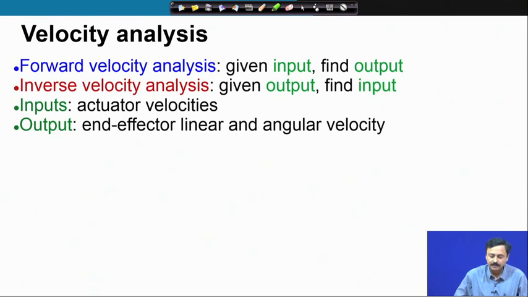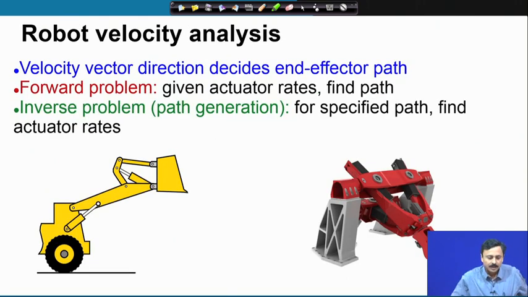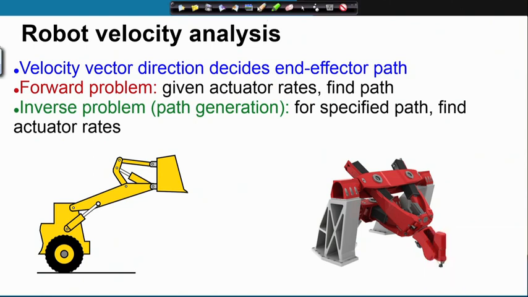We are given a specified output velocity path, or we are given a time varying velocity field, and we have to guide the end effector on that path with certain velocity, and we have to find out the corresponding input velocity, which means the actuator velocities. Now, in the case of robot velocity analysis, the problem is a little more involved, as we have discussed.